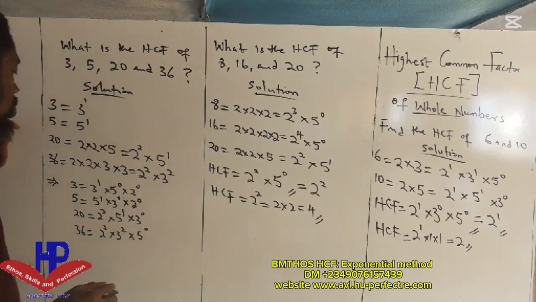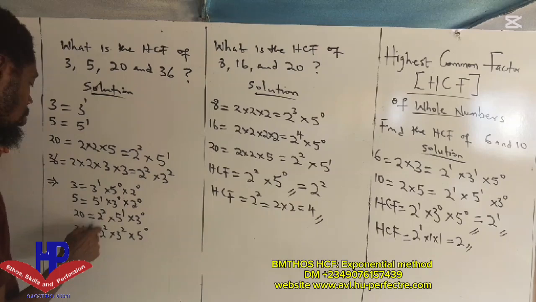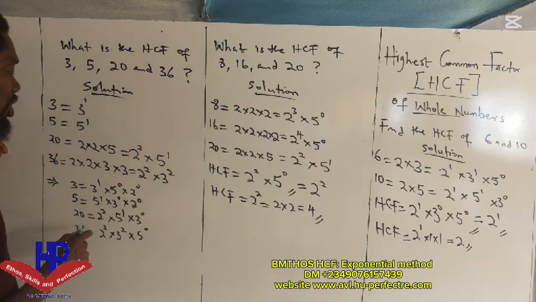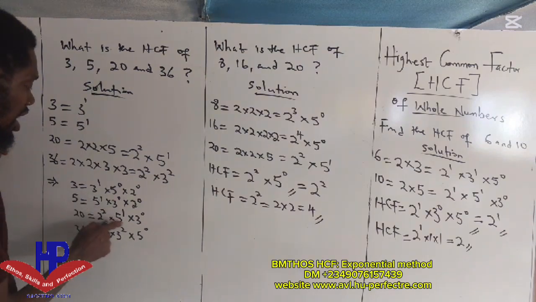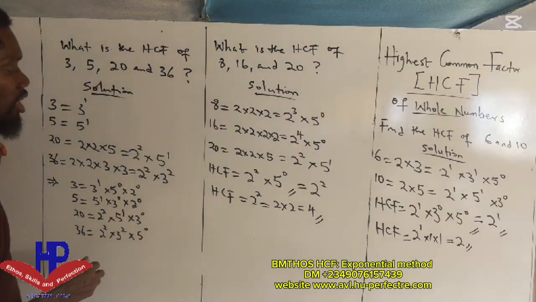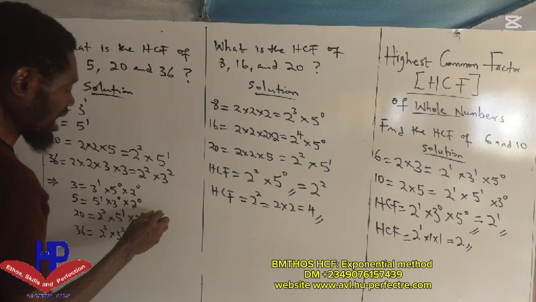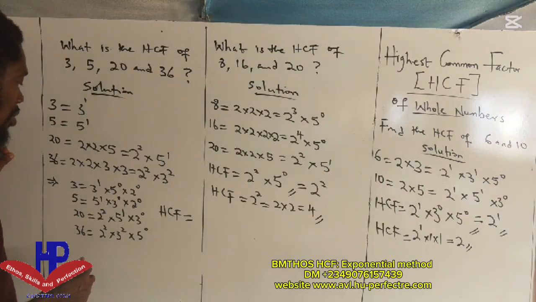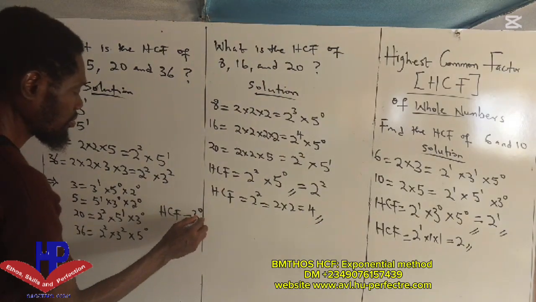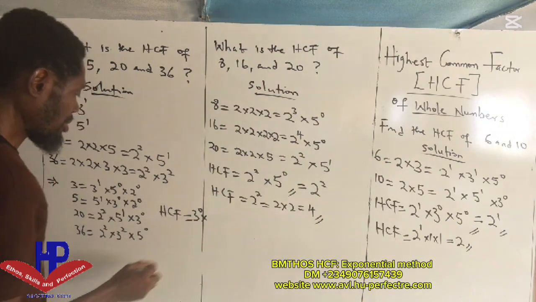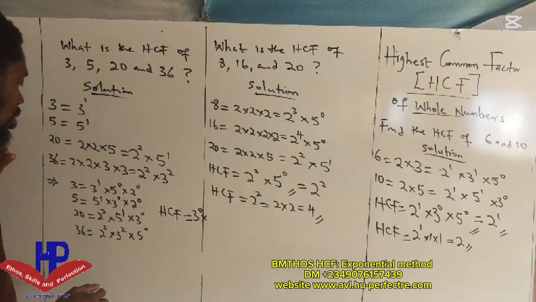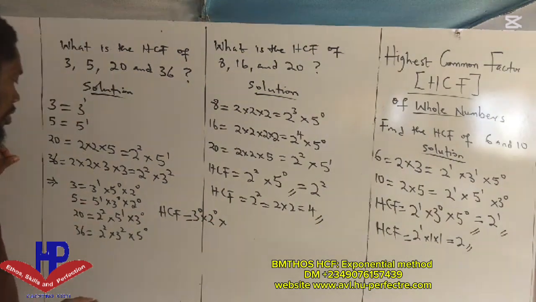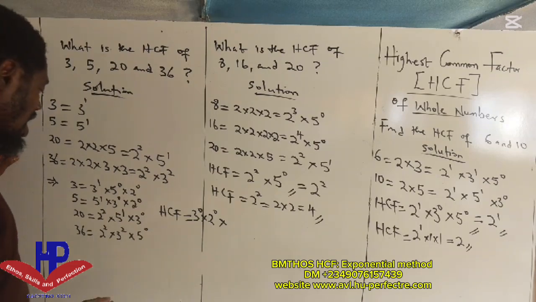So now we have 2 in all areas, 2, 2, 2, 2. We have 3 in all areas, 3, 3, 3, 3. We have 5 in all areas, 5, 5, 5, 5. But the ones with the lowest powers are the ones we pick as HCF. So our HCF will be equal to, for 3, the one with the lowest power is 3 to the power 0, times, for 2, the one with the lowest power is 2 to the power 0. For 5, the one with the lowest power is 5 to the power 0.